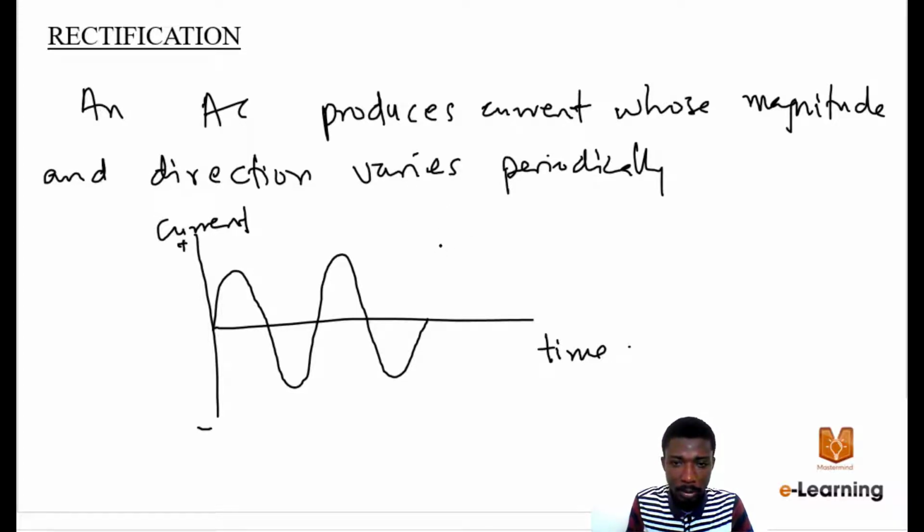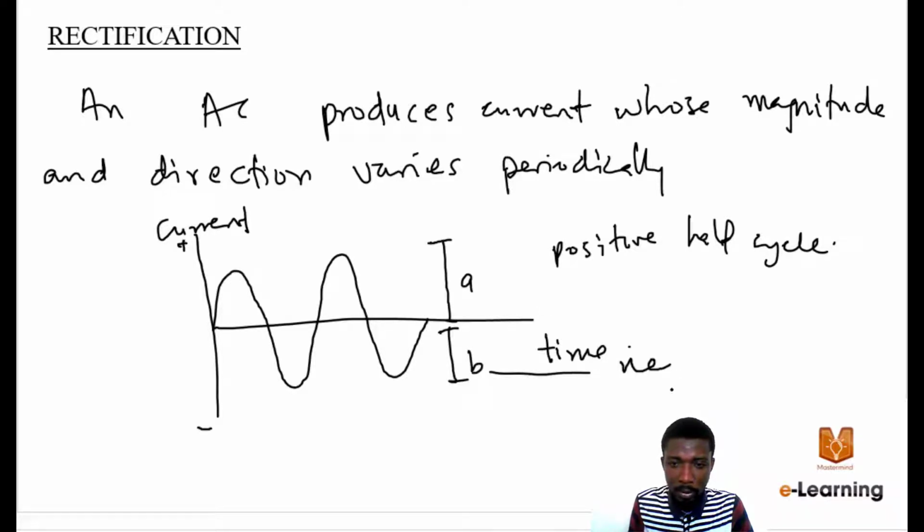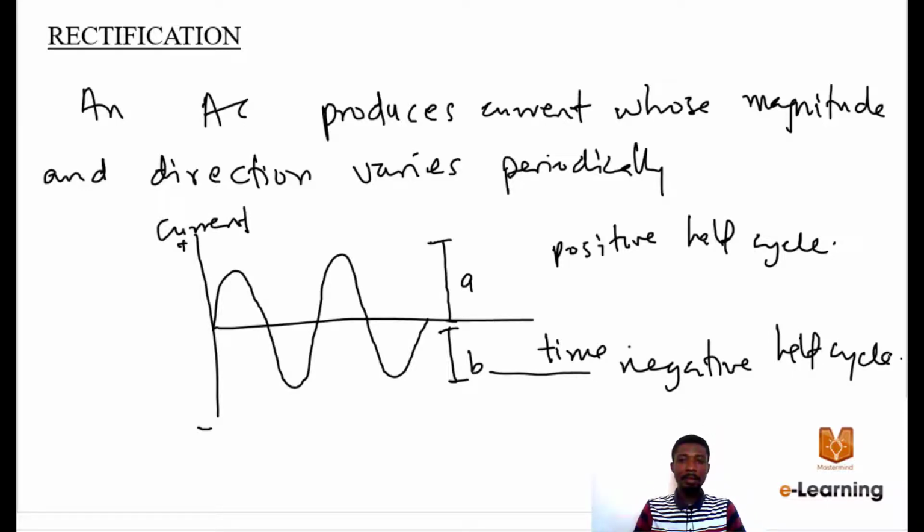Let's note something over here. Now, the upper half cycle is called the positive half cycle, and the lower is called the negative half cycle. So in our subsequent topics, if I mention the positive half cycles, note that I'm talking about this from this axis upwards. The negative half cycle is from this axis downwards.